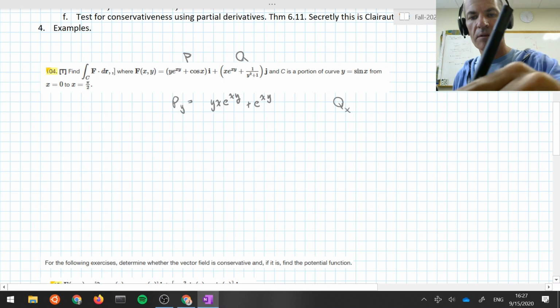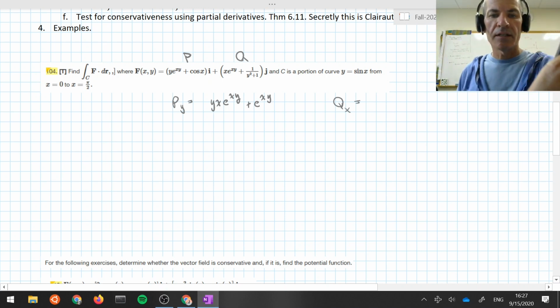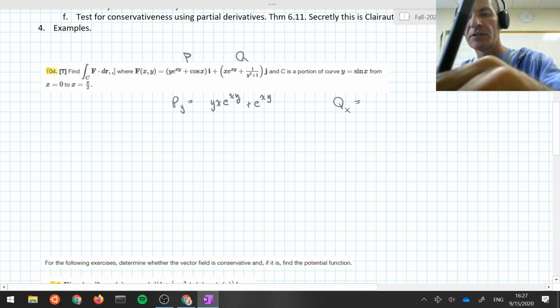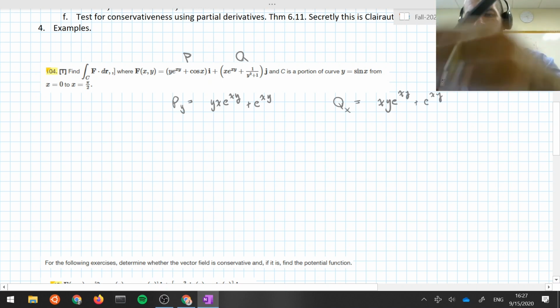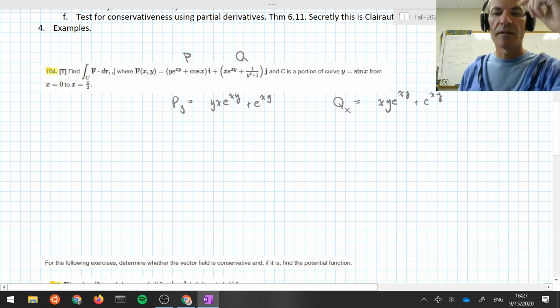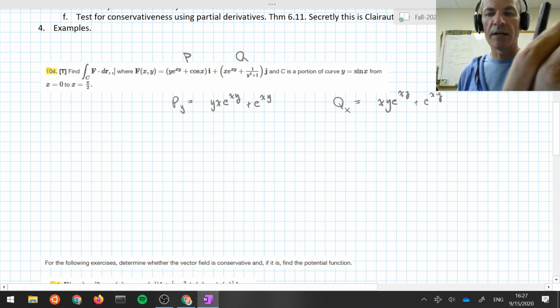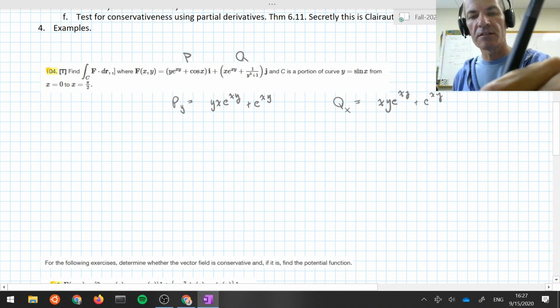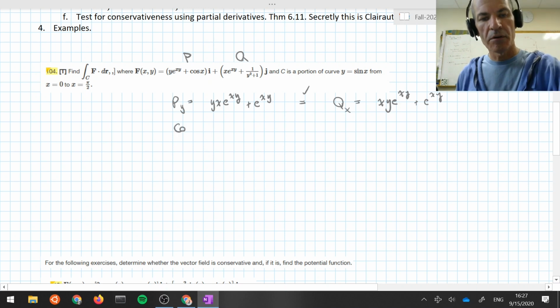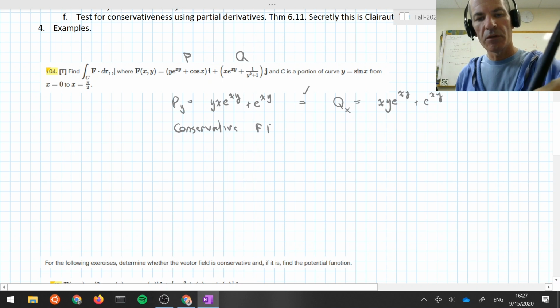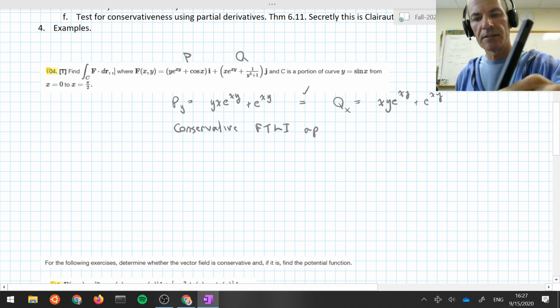Let's look at Q sub x. All right, we take the derivative of this term with respect to x, first times the derivative of the second, plus the second times the derivative of the first. So we get that. And then the derivative of the second term with respect to x is again just 0. And what we see is they agree. They're equal. This is conservative. And so the fundamental theorem of line integrals applies.